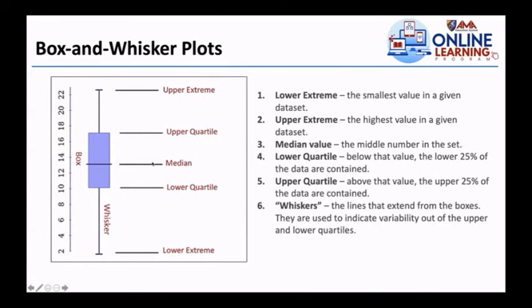This one, Q2. Lower quartile: below that value, the lower 25% of the data are contained, meaning this. This is the Q1, right? Q1, Q2, Q3. The upper quartile: above that value, the upper 25% of the data are contained. The whiskers are this, the lines. It's possible you still have values here, class. But among the values, this is the highest, this is the smallest. And this is the Q1, the Q2, the Q3. Let's apply.